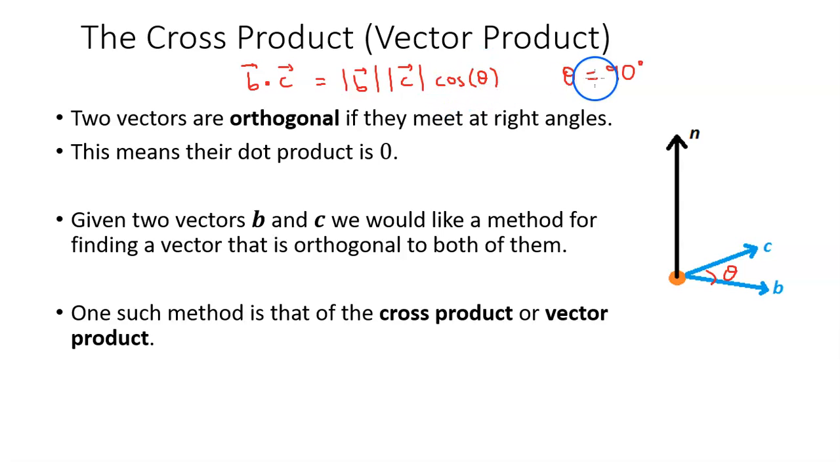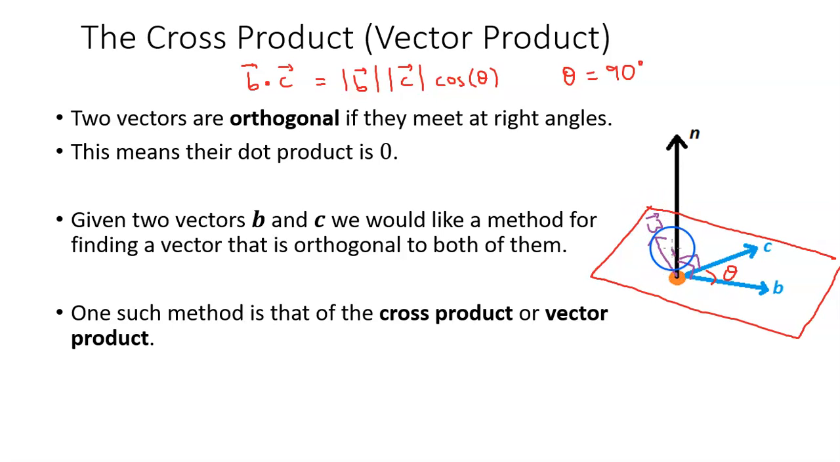Conversely, if theta is not equal to 90 degrees, or I guess 270 degrees, then as long as B and C are non-zero vectors, their dot product is not going to be 0. Anyway, given two vectors B and C, we would like a method for finding a vector that is orthogonal to both of them. In other words, we want to get this normal vector n that meets both B and C at 90 degrees. And as we talked about before, it's also going to meet every other vector in the plane spanned by B and C.